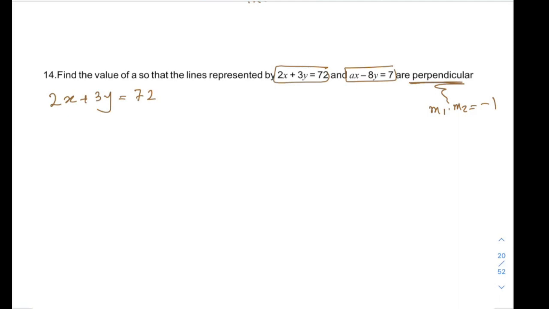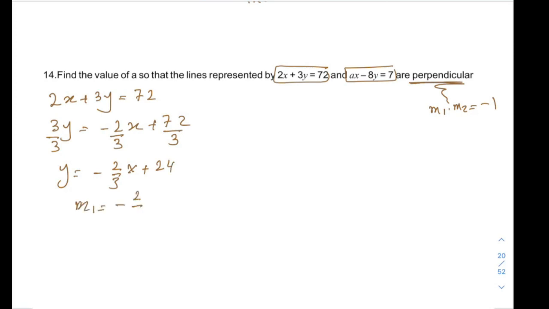To find the slope, I will write it in the form of y equals mx plus b. Divide. So y is -2 over 3x plus 24. So our slope here is -2 over 3. Now, the second equation.